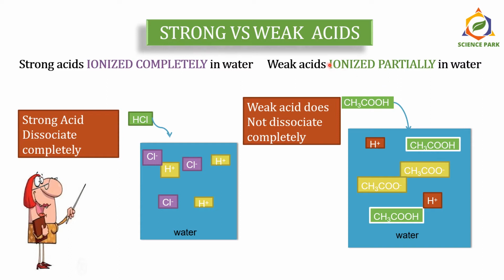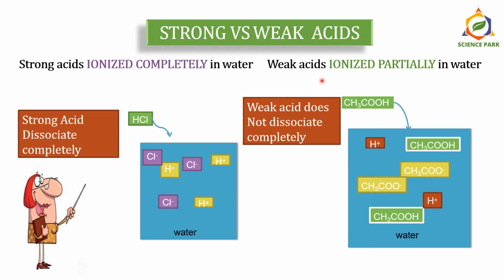Let's see what happens with strong acids and weak acids. If I put strong acid in water, it completely ionizes. So what do I mean by ionizing? If this is water and if I am putting concentrated hydrochloric acid in that, immediately it dissociates into H+ ions and Cl- ions. So all the acid molecules will be separated into H+ and Cl- ions which are readily available for further reactions.